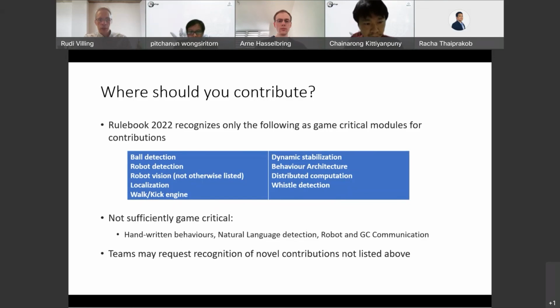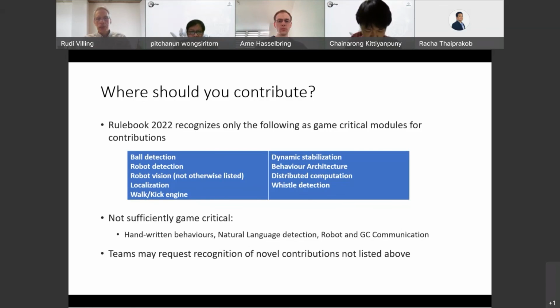So for example, the rulebook specifically says that handwritten behaviors or just writing behaviors in general is not considered to be a contribution. It is very necessary for playing soccer, but it's not a contribution at the level that we're looking for because it does not transfer very well between teams. Also not considered sufficiently game critical at the moment are natural language detection and robot and game controller communication.